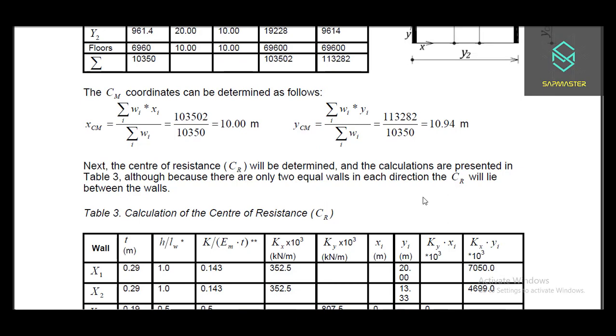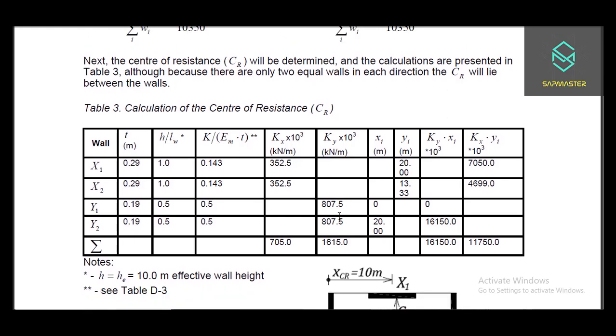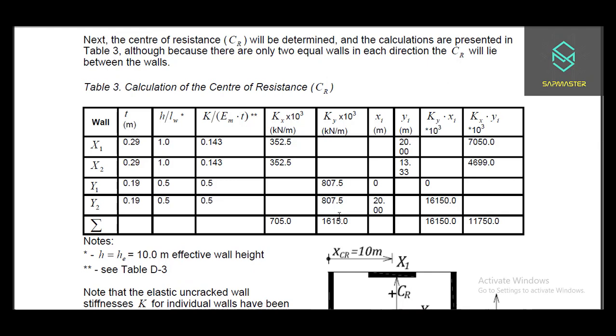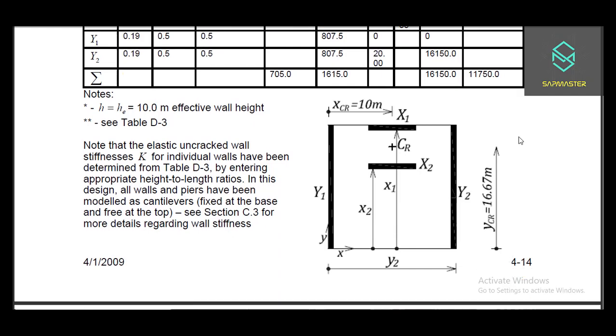So the center of resistance will be determined and the calculations are presented in table 3 here. As you know, because we only have 2 equal walls in each direction, the center of resistance will lie between the walls, right? So you can see all of these. You may need to pause the video and think about these numbers, and if you have any problem understanding them, you can always write to me in comments and I will give you more explanation.